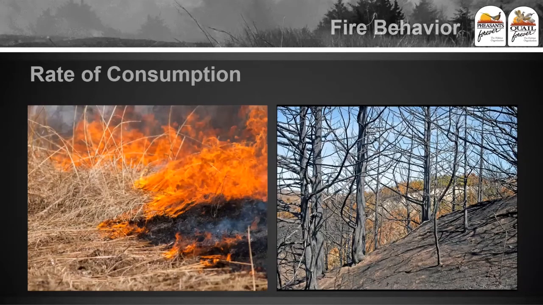So here's an example. On the left side, you're going to get 90 to 100% consumption. On the right side, on the cedar tree, it's going to consume really fast, but typically you're not going to be burning the stems or the logs out there, and they're going to be standing for quite a while. And we typically just leave them.